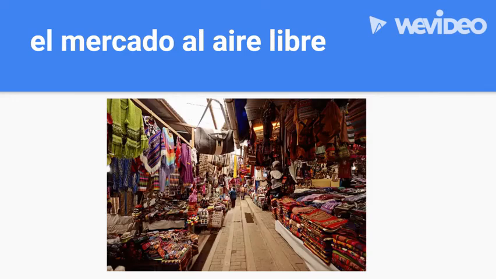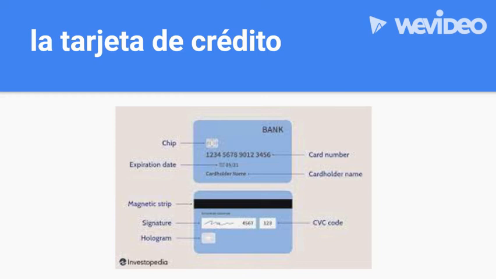El mercado al aire libre is an open air market. These are very popular in many parts of the Spanish-speaking world and all around the world. We might compare them to either flea markets or farmers markets. It's kind of a combination of those two things. La tarjeta de crédito is a credit card.